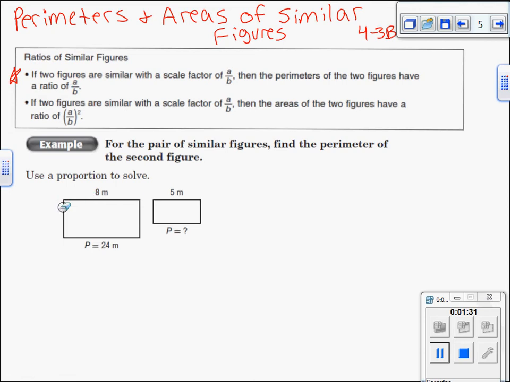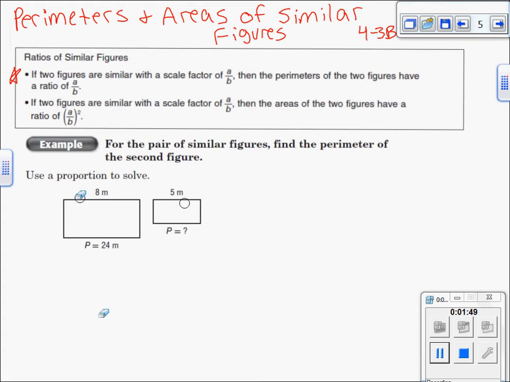The perimeter of a figure is all the way around, the length all the way around. Well look, that's a side, side, side, side. It's made of the sides. So if the sides relate in a certain way, yes, the perimeters will relate in exactly the same way. So ignore the second bullet for now, we'll come back to it.